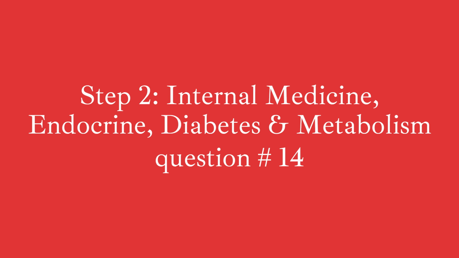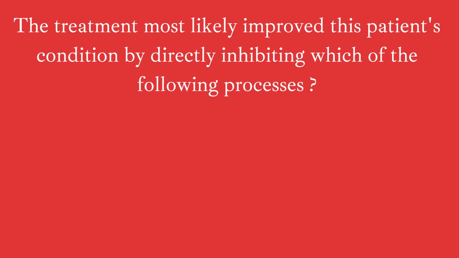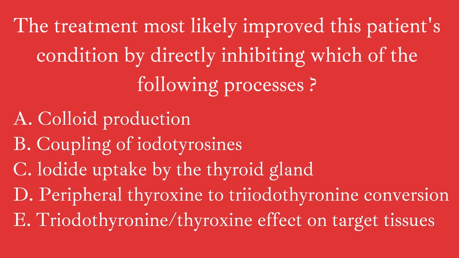For the following case, the treatment most likely improved this patient's condition by directly inhibiting which of the following processes? A. Colloid production. B. Coupling of iodotyrosines. C. Iodide uptake by the thyroid gland. D. Peripheral thyroxine to triiodothyronine conversion. E. Triiodothyronine or thyroxine effect on target tissues.